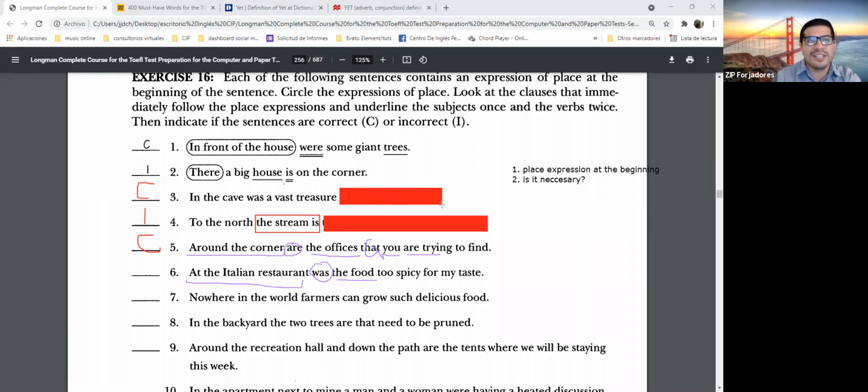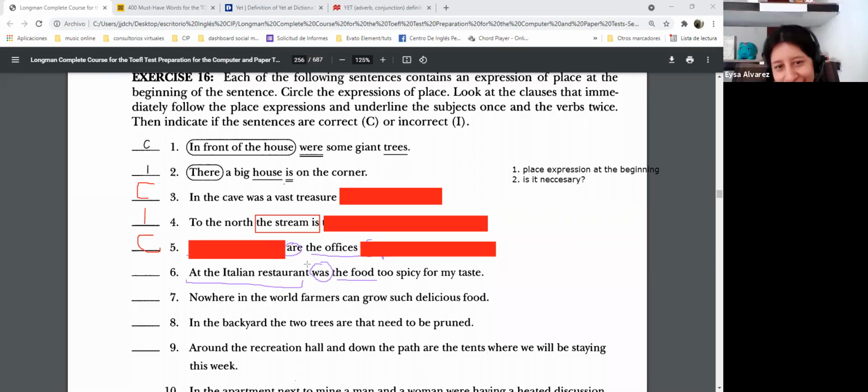Okay, this number three: in the cave was a treasure of James and jewels. Of James and jewels is just a prepositional phrase, so let's say that it doesn't exist. A vast treasure was, but it doesn't have any sense if you don't say in the cave. Number four is the same. Let's go with number five. That you are trying to find is another clause, the dependent clause, so we are going to omit it. The offices are, so it doesn't have any sense, right? So we need this one.